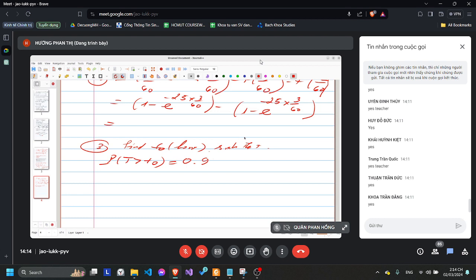Okay. Hence, the probability of T greater than t0 will be 1 minus F of t0 equals 0.9. Equivalently, F of t0 will be 1 minus e power minus t0 lambda. So we have e power minus lambda, which is 25, t0 equals 0.9. Hence, we have t0 equals minus log of 0.9 over 25. Okay, and the unit is hour.